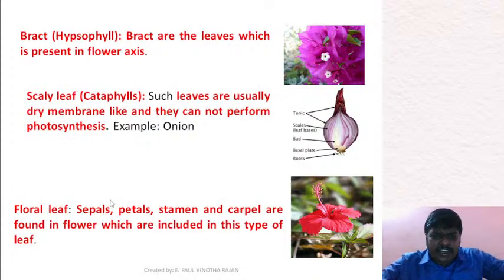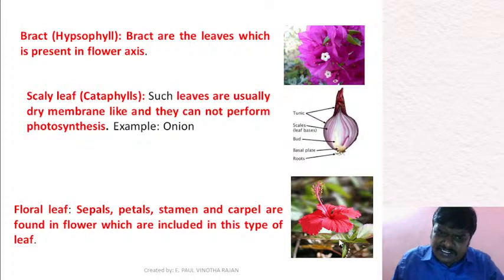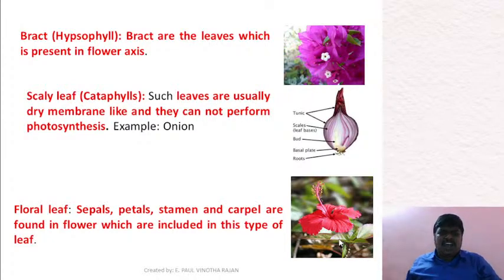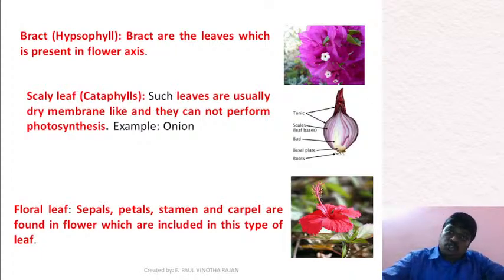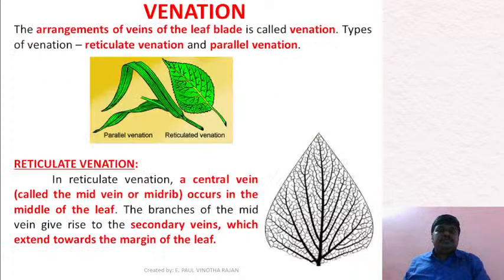And next is the floral leaves. The floral leaves are the sepals, petals, stamens and carpel. They are all the floral leaves because the flower is the modified shoot. This also comes under the category of leaf. These are all the different types of leaves.